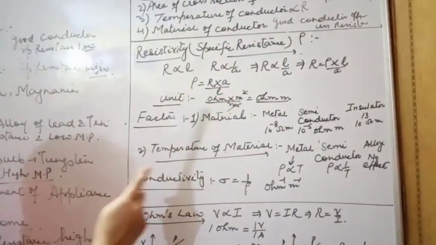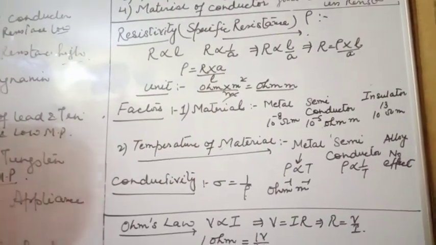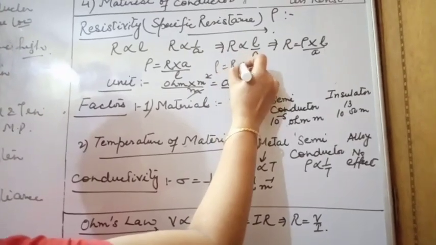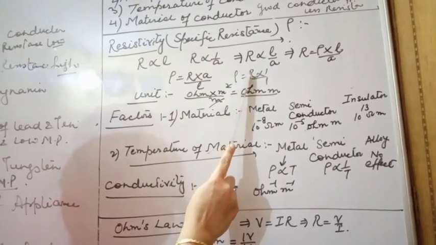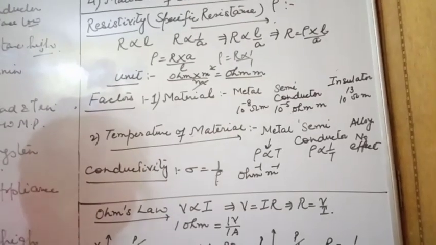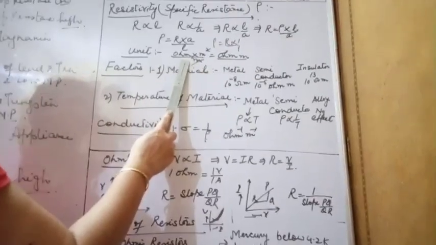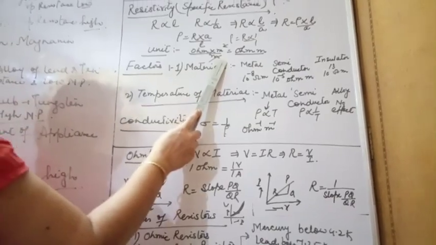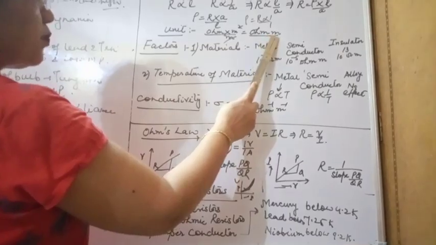Now I will define rho on the basis of this formula. If I consider area 1, length 1, obviously rho will be equal to R. So that is the definition of resistivity. Resistivity is equal to the resistance of the conductor of unit area of cross section and unit length. Now to explain the unit of resistivity, again I will pick this formula. Resistance in ohm, area in meter square, length in meter. Cancel this square with m, so the net answer is ohm meter. So the unit of resistivity is ohm meter.